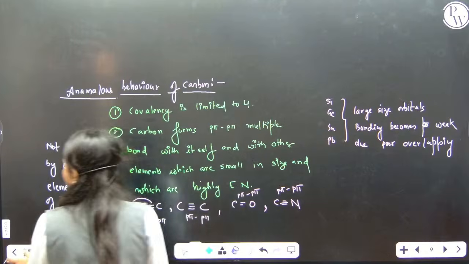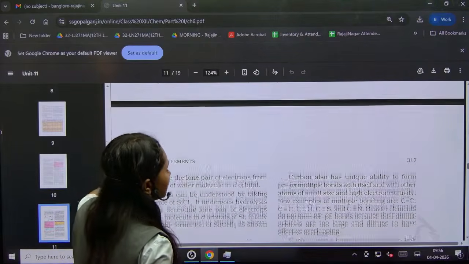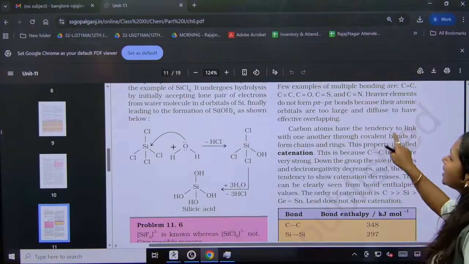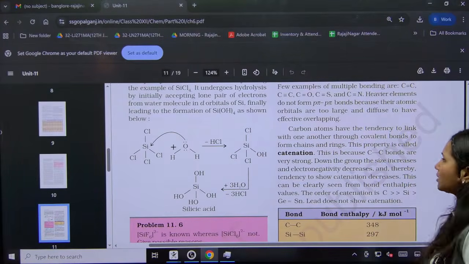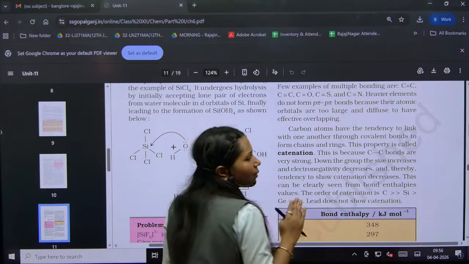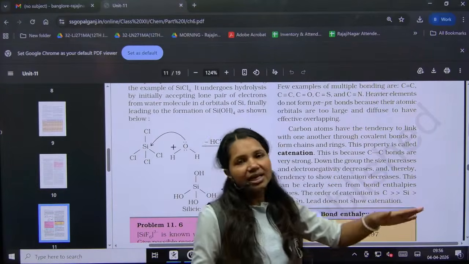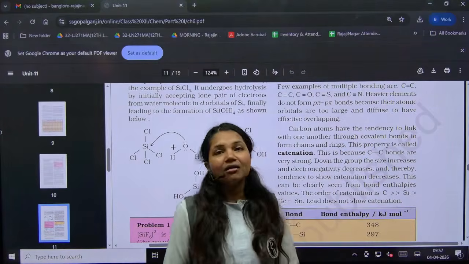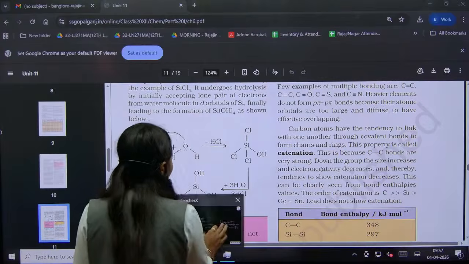Okay. Now next, what is the next anomalous behavior? Carbon atoms have the tendency to link with one another through covalent bonds to form chains and rings. This property is called catenation. Okay. So next, what is the anomalous behavior?